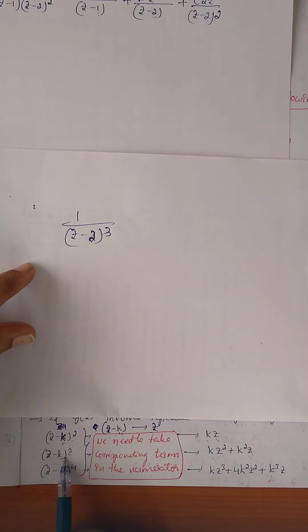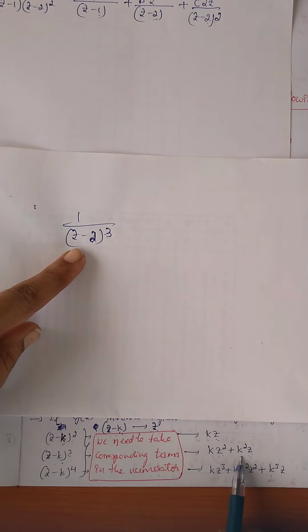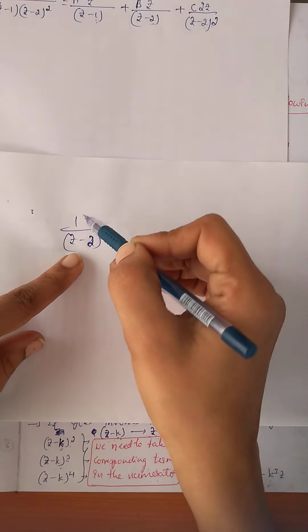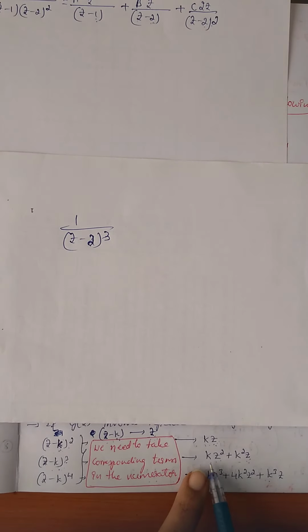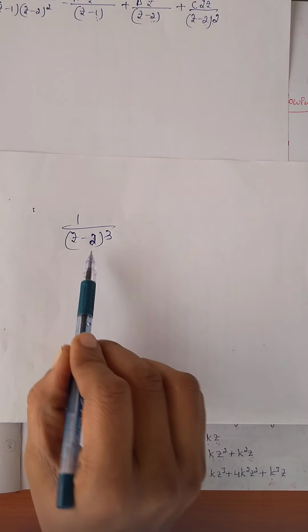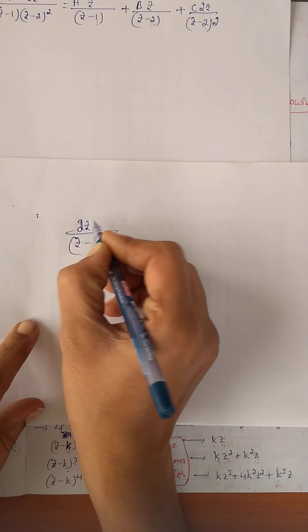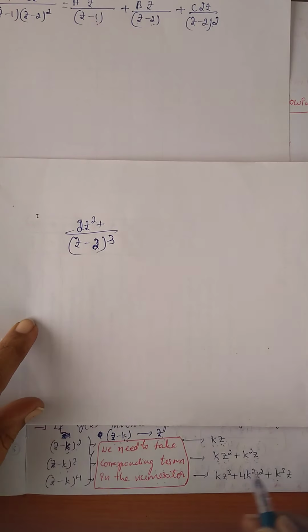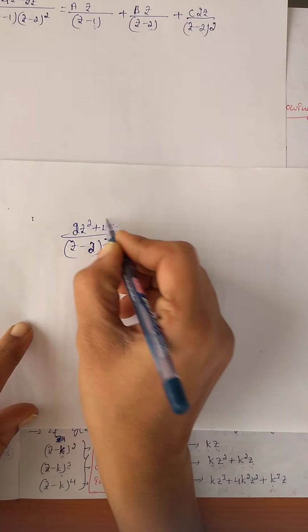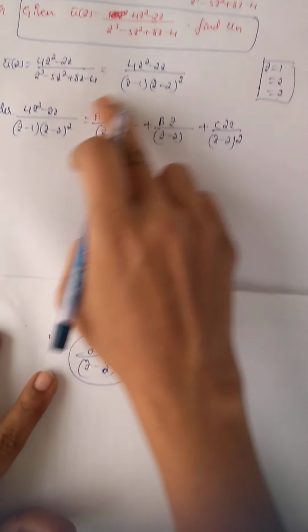If you have (z minus k) whole cube in the denominator, these are the terms we should take in the numerator. What is the term? k z square plus k square z. Here k is a constant; in this particular problem k is 2. So we can write 2 z square plus 2 square, that is 4 z, in the numerator. Using these points, we have to assume the numerator term.